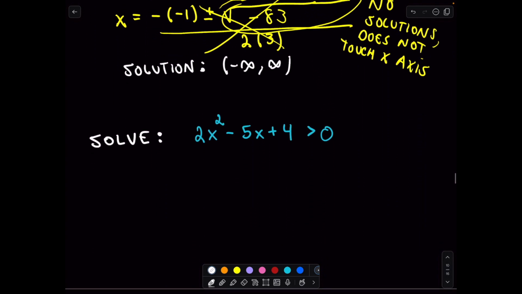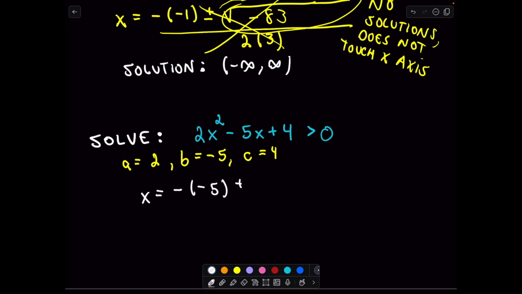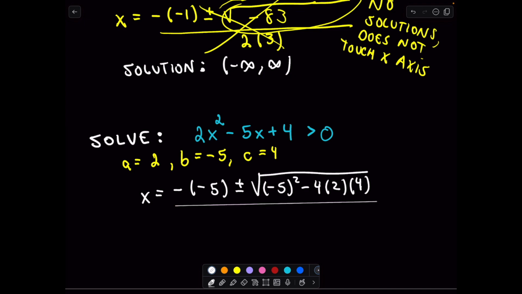Okay. Last but not least, let's solve 2x squared minus 5x plus 4 greater than 0. Again, I made this one up. We can use the quadratic formula again. I don't know what's going to happen. a equals 2, b equals negative 5, c equals 4. So we have x equals negative b, which is negative 5, plus or minus the square root of b squared minus 4 times a, which is 2, times c, which is 4. I think the same thing is going to happen here. It looks like it, over 2 times a, which is 2 times 2.